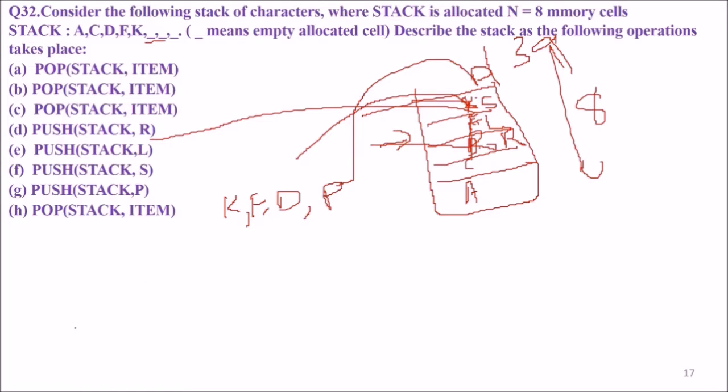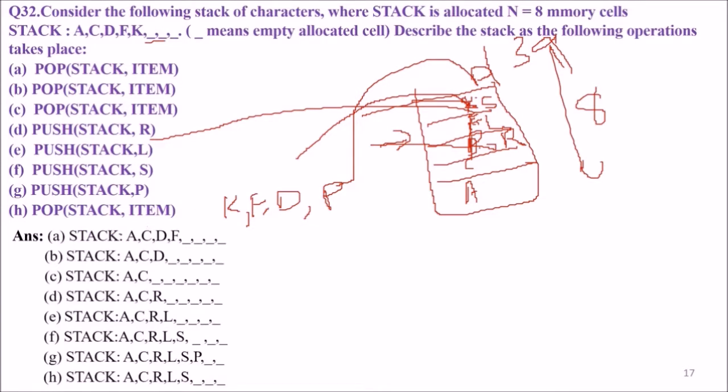So let us see the stack operation. It is like this. First it will be A, C, D, F, and then first operation pop. That is K will be taken, which I wrote here. Then stack will again pop, so F will be gone. Then again pop, so D will be gone. Only AC is remaining. Then push is there, so R will come. Then push L, so L will come. Then S will come. Then P will come, and then finally pop means P will be taken out. So only ACRLS will be remaining.